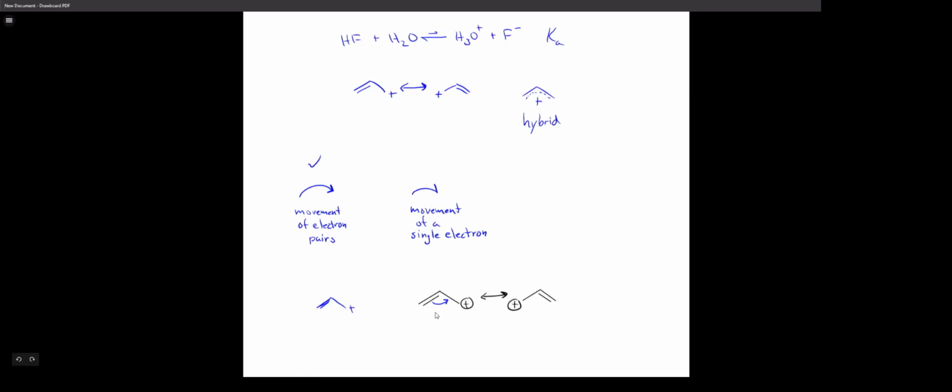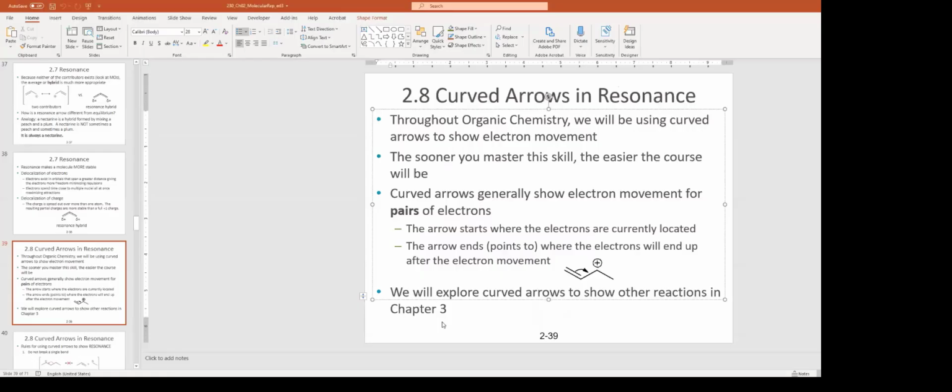We need to understand how this is going to work. The first and most fundamental idea is negative likes positive, which means electrons are usually going to move towards an area that's more positively charged. Does that make sense? In a structure. They don't want to be stuck. They don't want to ever go towards something else that's negative. Okay. We will show curved arrows in reactions later, but right now we're just showing them for resonance.